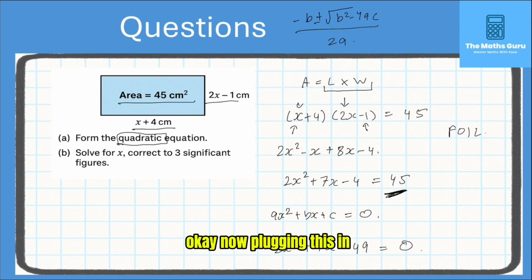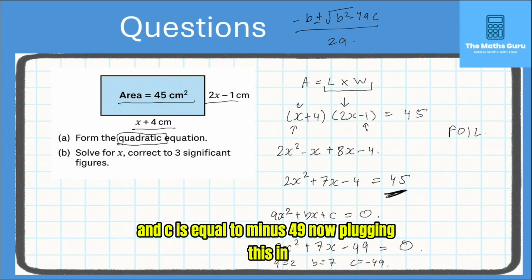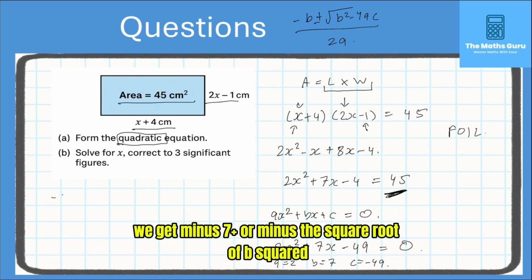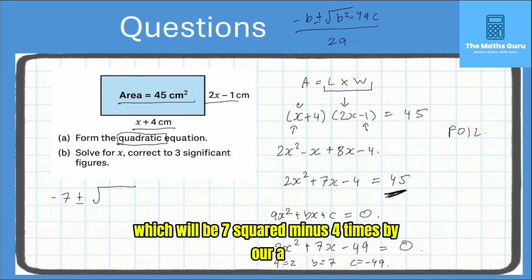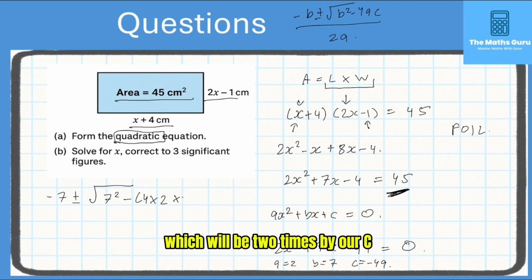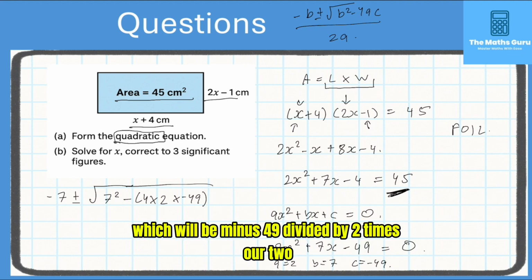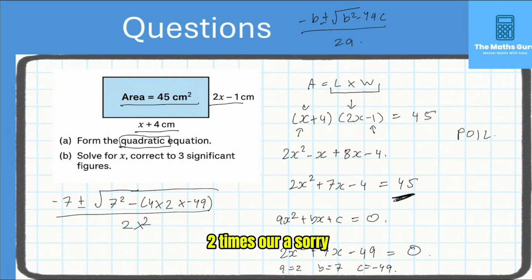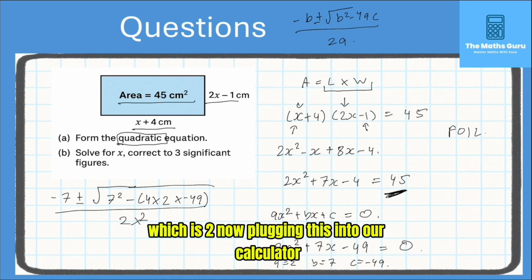Okay, now plugging this in, we have a to be equal to 2, b to be equal to 7, and c is equal to minus 49. Now, plugging this in, we get minus 7 plus or minus the square root of b squared, which will be 7 squared, minus 4 times our a, which will be 2, times our c, which will be minus 49, divided by 2 times our a, which is 2.